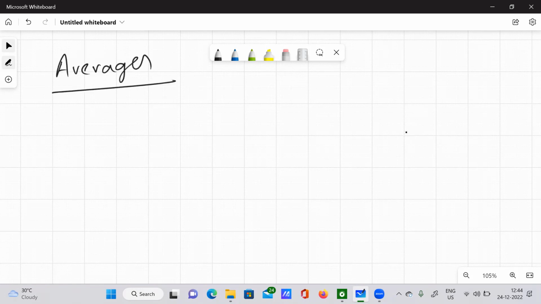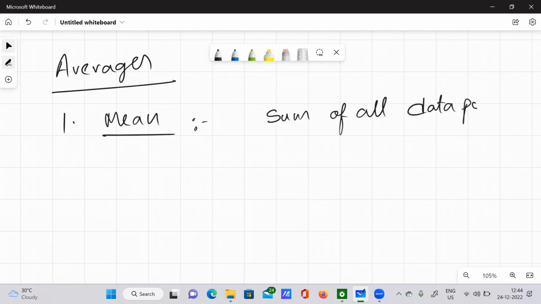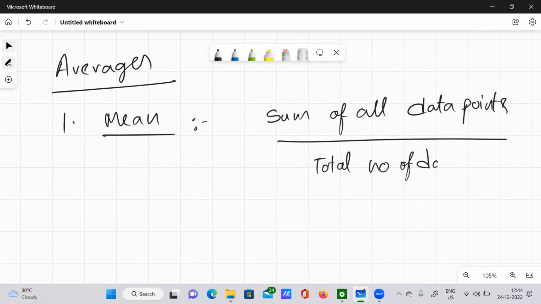In this video on averages, I want to explain the very popular average, that is the mean. So what do we mean by mean here? What is the formula for the mean? The formula for the mean is nothing but the sum of all data points divided by the total number of data points, right? So this is the formula.